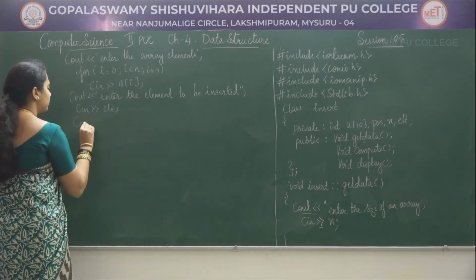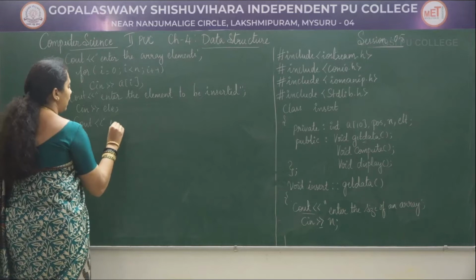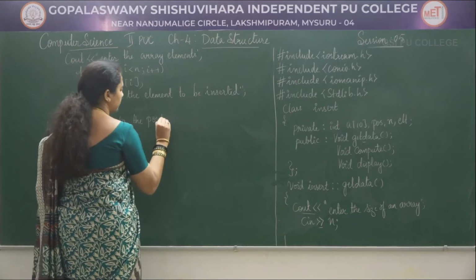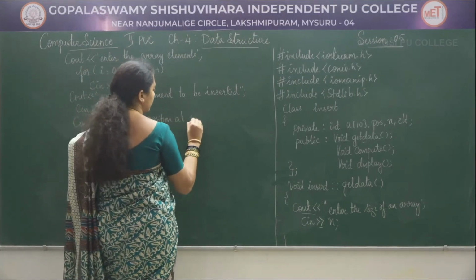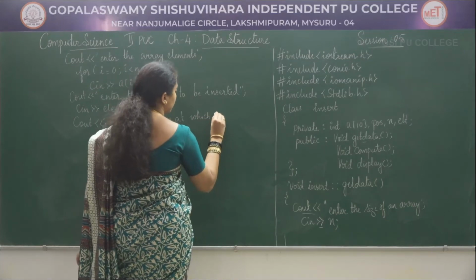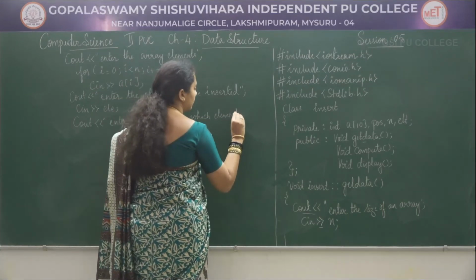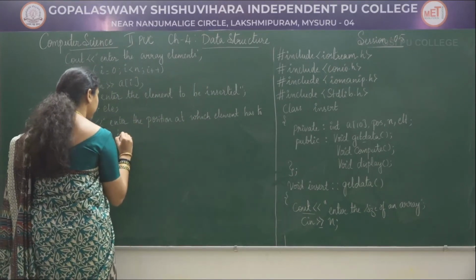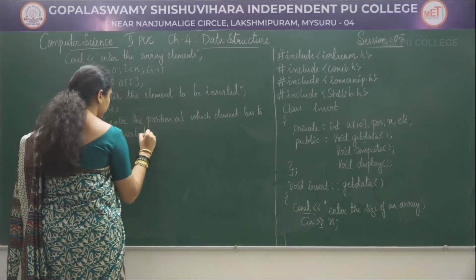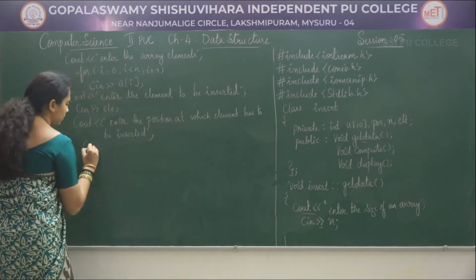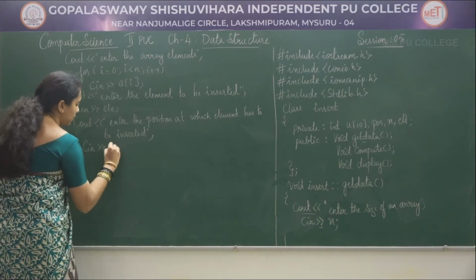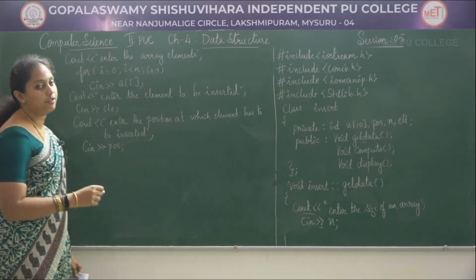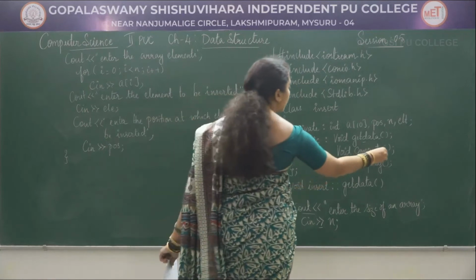So cout enter the position at which element has to be inserted. Position. So this is about get data function. Next is compute.